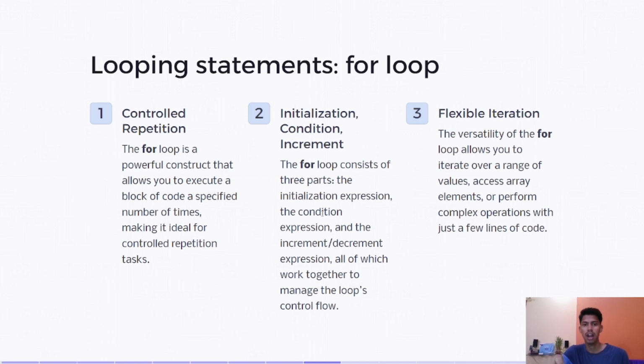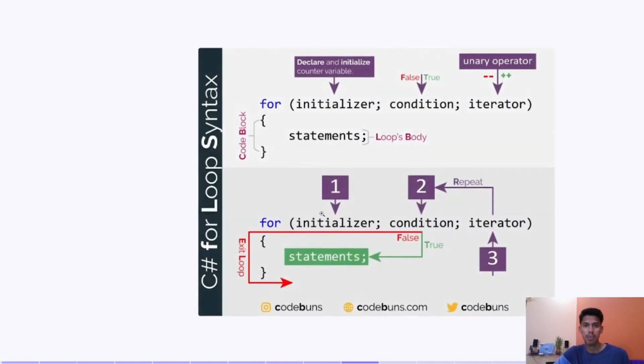And over here we can see the second point: initialization, condition, increment. A for loop consists of three parts. The first one is the initialization expression, then the condition expression, and then the increment or decrement expression. Based on that, we can see an example over here.